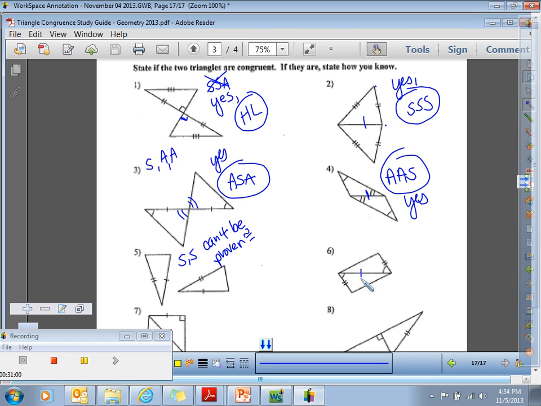Okay, number 6, they share this side, and these two sides are congruent, with the angle stuck in between that's congruent. So this would be side, angle, side. Does that prove congruency? Yes.